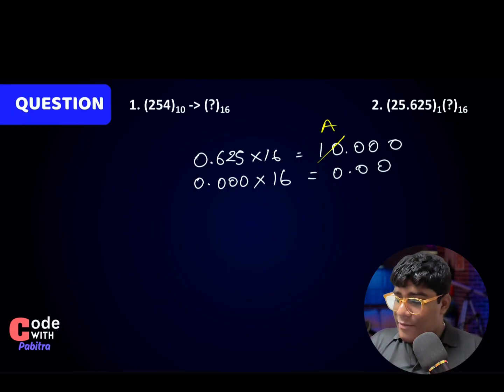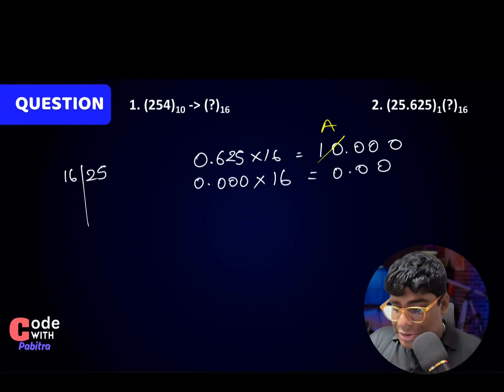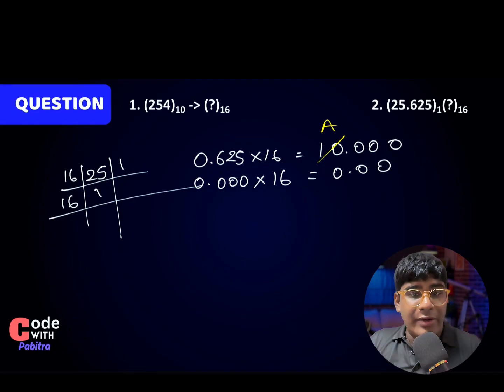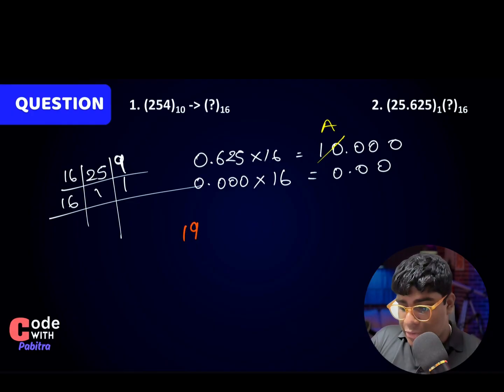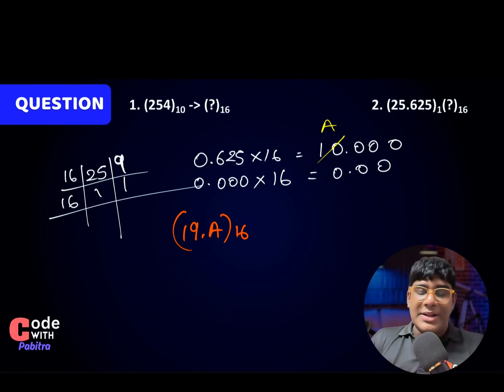And we'll now convert this 25 into the hexadecimal form. So 25 divided by 16 gives 1, then 1 divided by 16 gives 1. So sorry, it is 9. So our answer is 19 point A, base 16. So this is how you should do hexadecimal conversion.